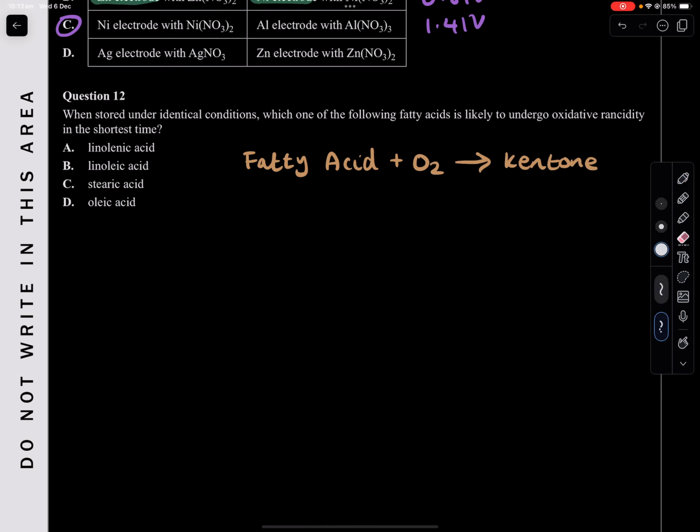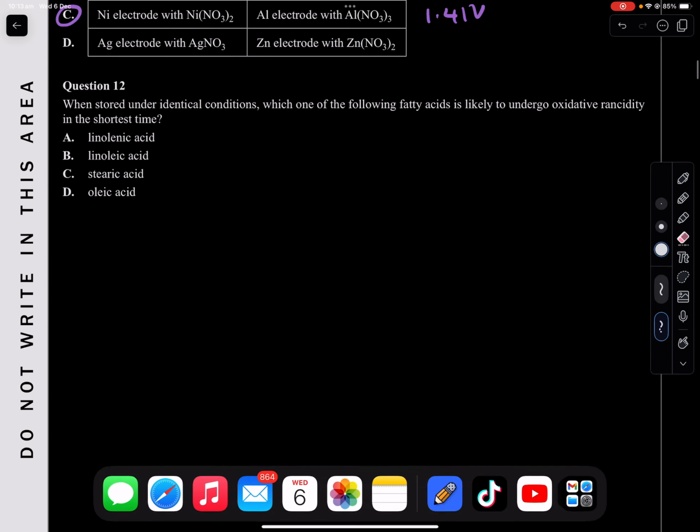So for this question, it's saying which one will undergo oxidative rancidity in the shortest time, which one will go the fastest. So pretty much what we're saying is which one has the most double bonds. So the more double bonds, the more oxidative rancidity. Let's check that. Very easy by just using our data booklet.